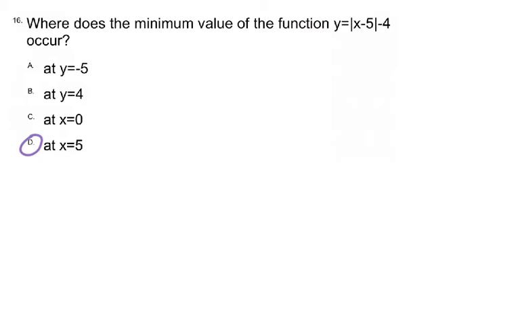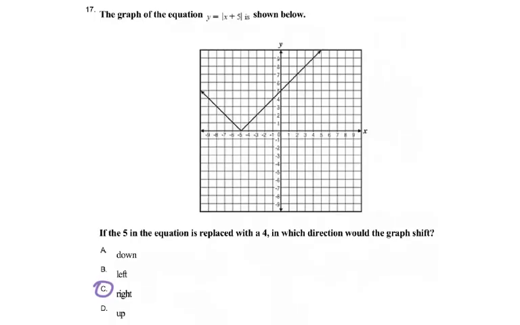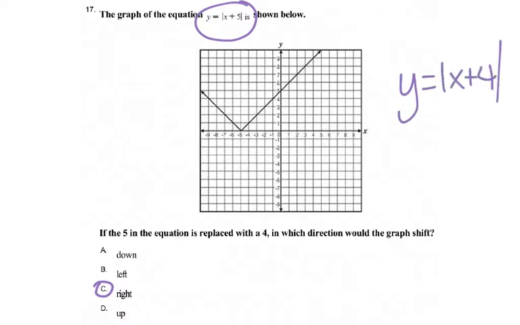Moving on. Alright. This one's talking about minimum value. All you got to do is graph it. And the minimum value occurs right here at D. This one is talking about, so you have this, and then you're going to replace it with a 4. So you just graph this one and you tell me what happened. So now it looks like this, and it definitely moved to the right.